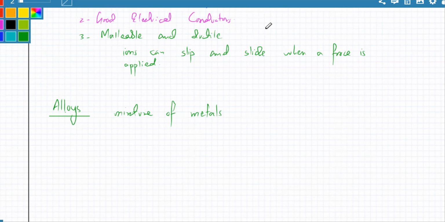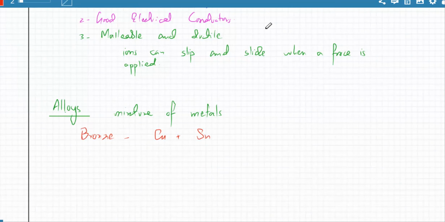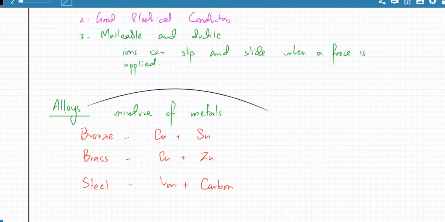That's a mixture of metals. You need to know what bronze is. Bronze is a mixture of copper and, I think, tin. You need to know what brass is. So brass is a mixture of copper and zinc. And you need to know what steel is. It's a mixture of iron plus carbon. Now there's only one major difference between an alloy and a metal, which is that alloys are relatively stronger compared to metals.